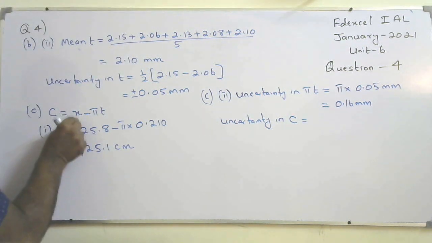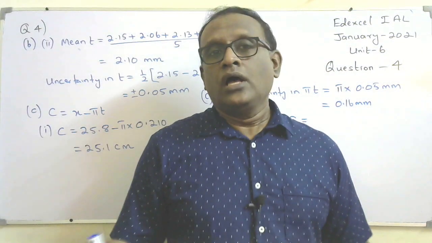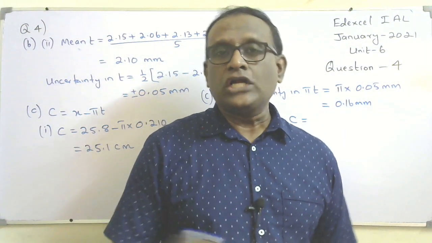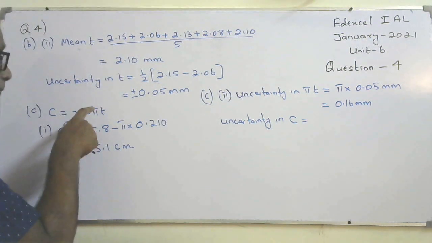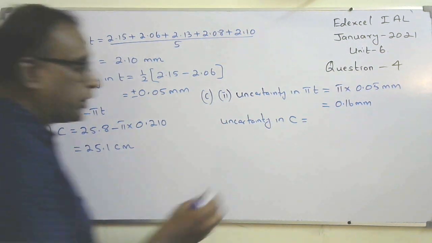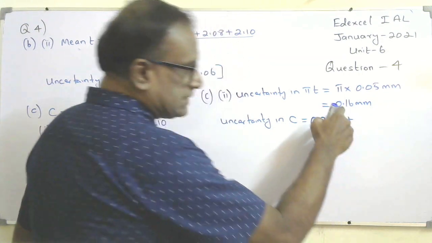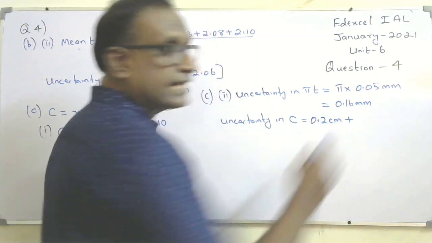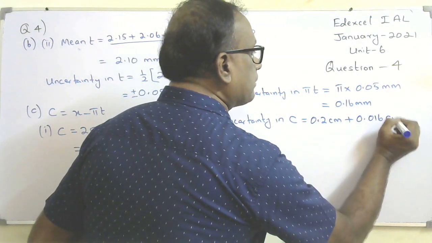is equal to uncertainty in x plus uncertainty in pi t. I told that whenever two physical quantities are added or subtracted, uncertainties will be added. Uncertainty in x is given as 0.2 centimeter plus, this is in millimeter, so to convert to centimeter, divide by 10. So that will be 0.016 centimeter.